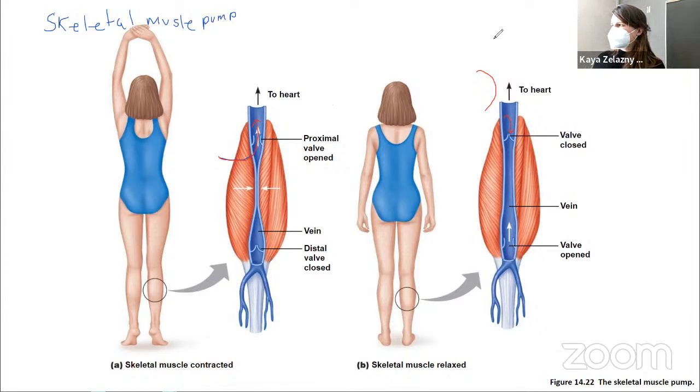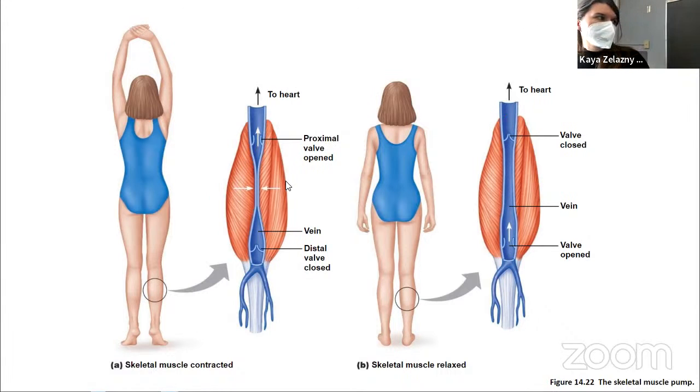Those are one-way valves, super important for returning blood to the thoracic cavity. How does that work if you're unconscious?